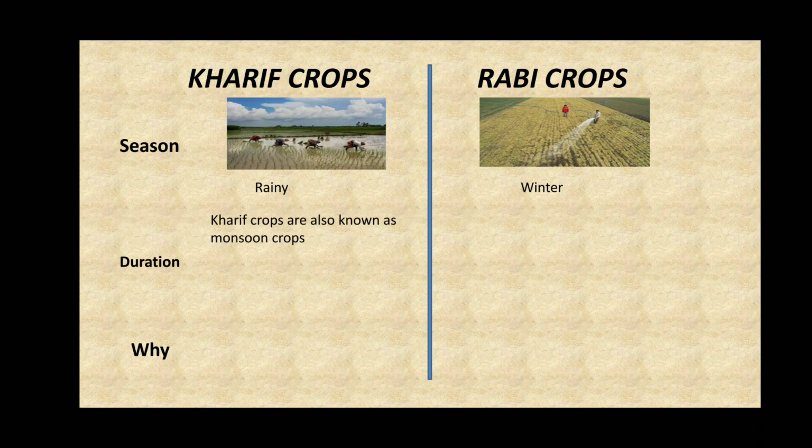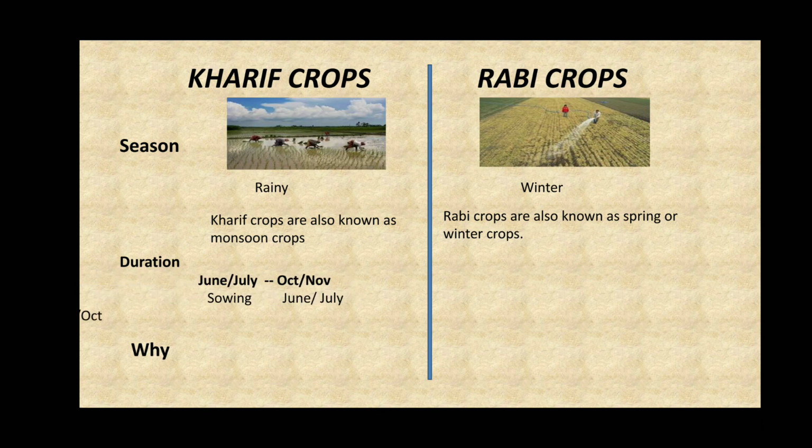First let's know the names of the crops. So the kharif crops are also called the monsoon crops, whereas the rabi crops are also called the winter crops or spring crops. And the duration tells us about the sowing, when they get ready, and when they will be harvested.